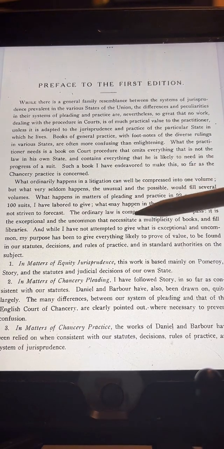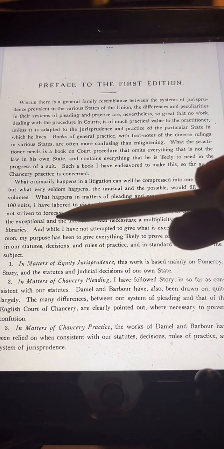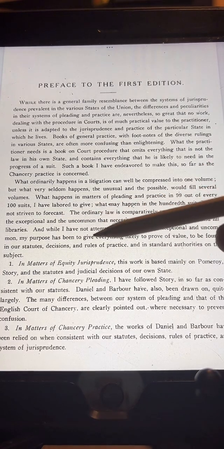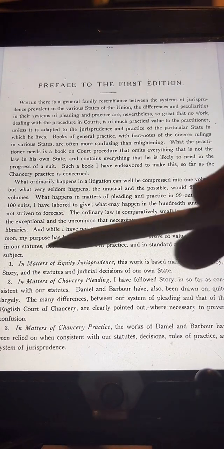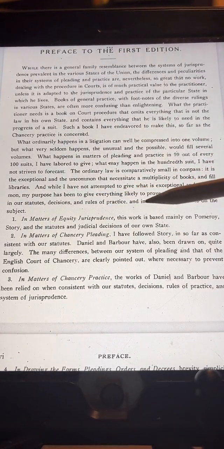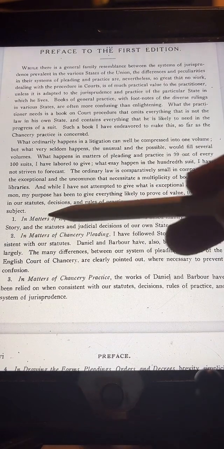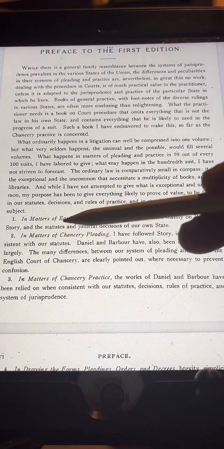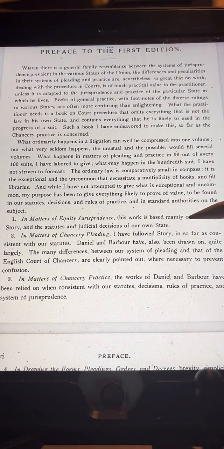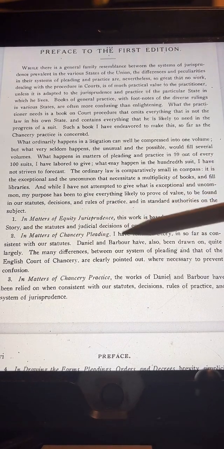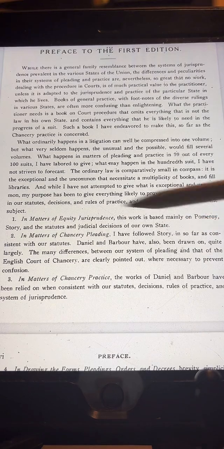And while I have not attempted to give what is exceptional and uncommon, my purpose has been to give everything likely to prove of value to be found in our statutes, decisions, and rules of practice, and in the standard authorities on the subject. So in the matters of equity jurisprudence, this work is based mainly on Pomeroy, Story, and the statutes and judicial decisions of our own state. In matters of chancery pleadings, I have followed Story in so far as consistent with our statutes. Daniel and Barbour have also been drawn on quite largely.